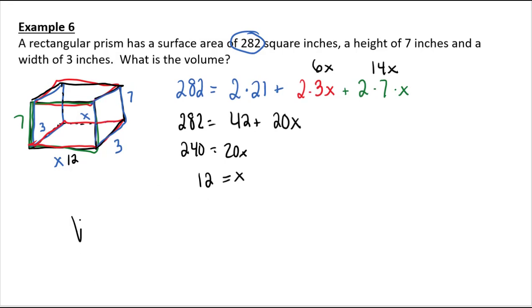So now I need to find the volume. Volume is length times width times height. My length we just discovered is 12. The width is 3. My height is 7. So my entire volume is 252 cubic inches.